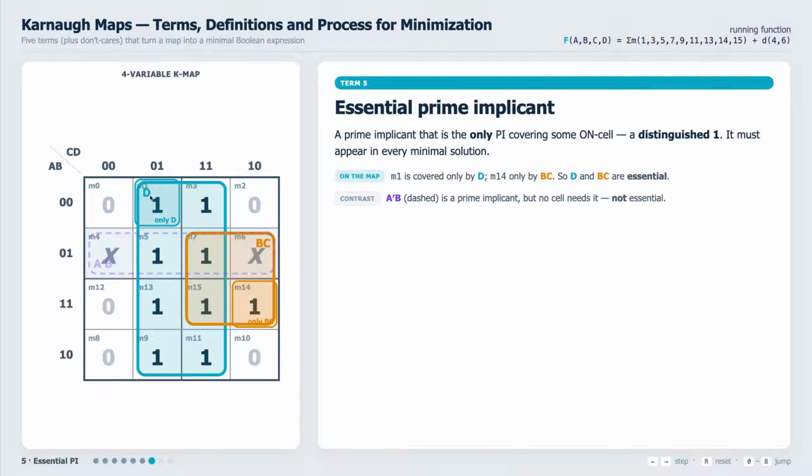So in this particular example, the only way that we can cover this M1 cell is to include the prime implicant that's this big group of 8. We can't drop that, or if we did drop it, M1 would not be covered. The same thing occurs with M14.